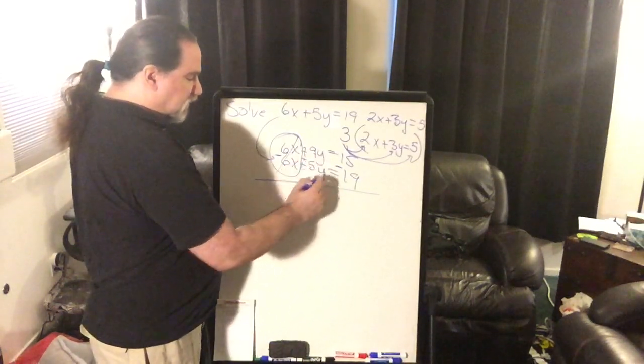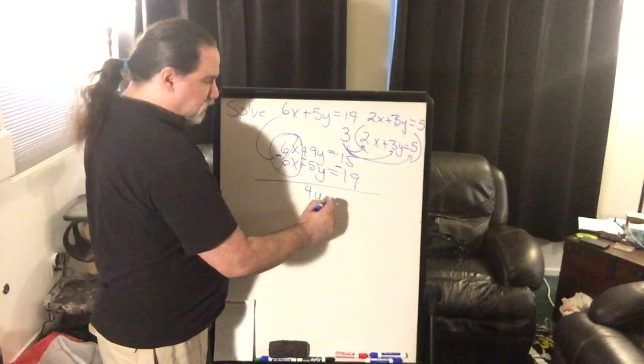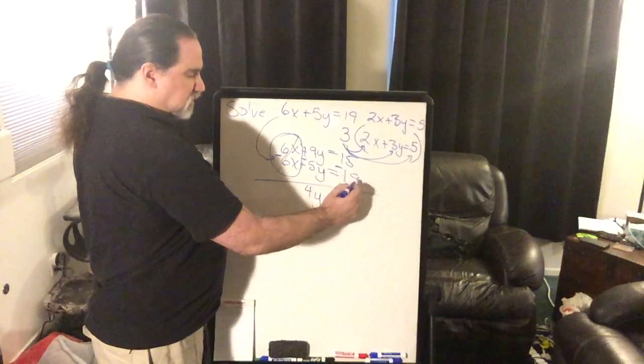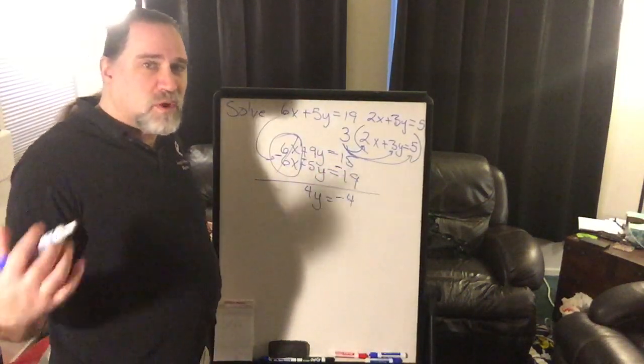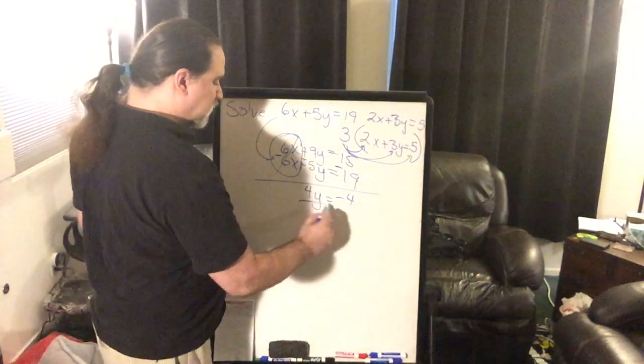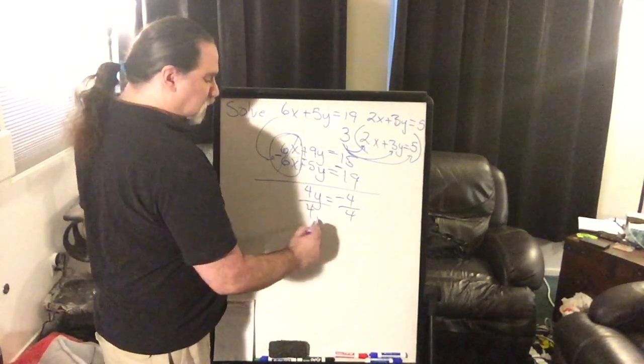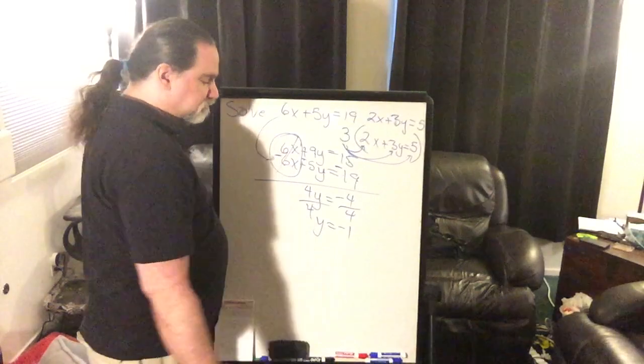9y minus 5y is 4y. And 15 minus 19 would be negative 4. And again, now I'm so close to being finished. So easy. Simply divide by 4, and y equals negative 1.